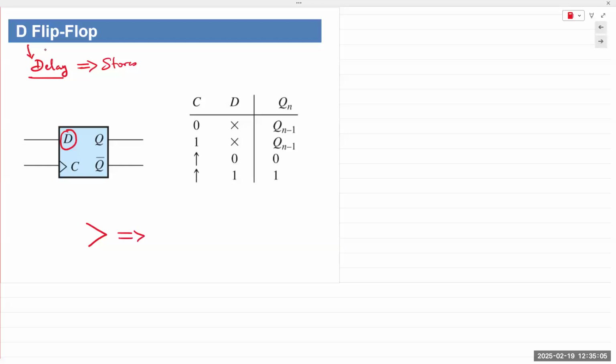This notes that it's edge triggered. It's an edge triggered flip-flop. The name comes from a knife's edge, hence an edge triggered flip-flop.